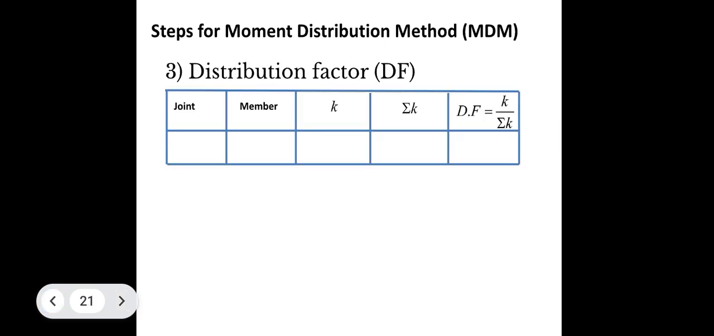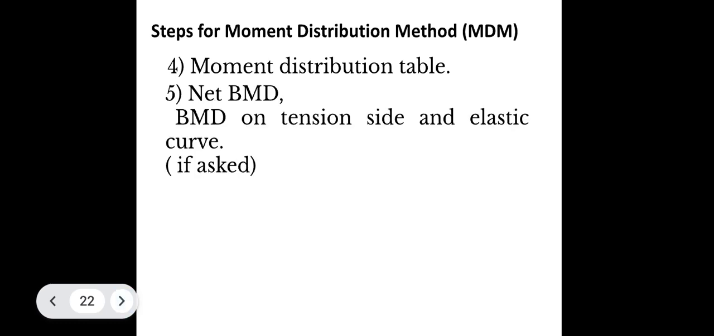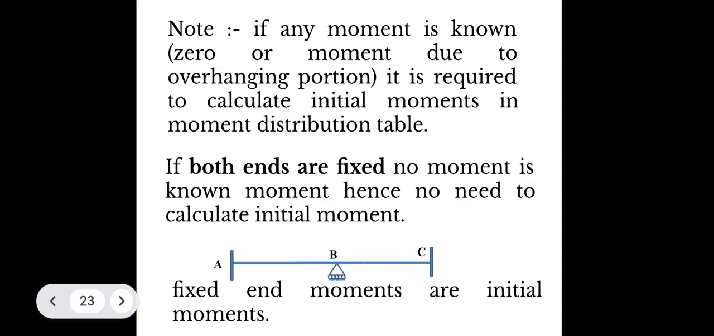For distribution factor, you can use a table with joint, member, stiffness K, summation of K, and distribution factor, which is K divided by summation of K. Then comes a very important step, the heart of this moment distribution method, that is the moment distribution table. After that, net bending moment and, if required, shear force diagram, which is rarely asked of you.